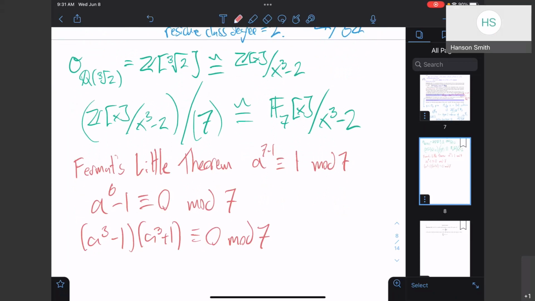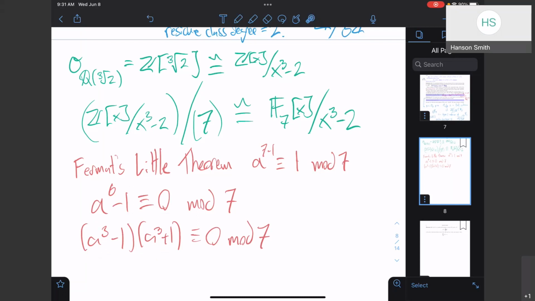And so Z mod 7Z is a field. F7 is a field. That's a wonderful thing. And so we don't have zero divisors. So if I satisfy this, I've got to satisfy one of these things, which says when I cube things mod 7, I'm either getting 1 or minus 1, right? Because everything mod 7 satisfies this polynomial.